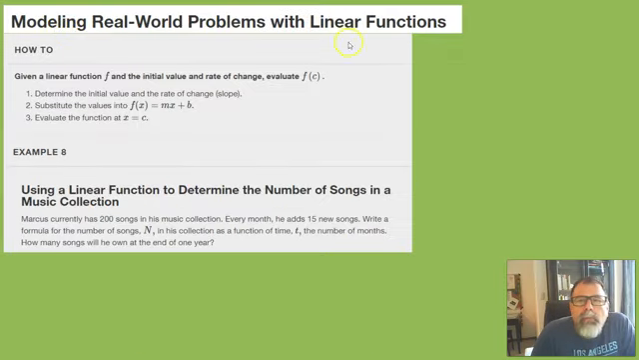Modeling real-world problems with linear functions. Given a linear function f and the initial value and rate of change, evaluate f of c.